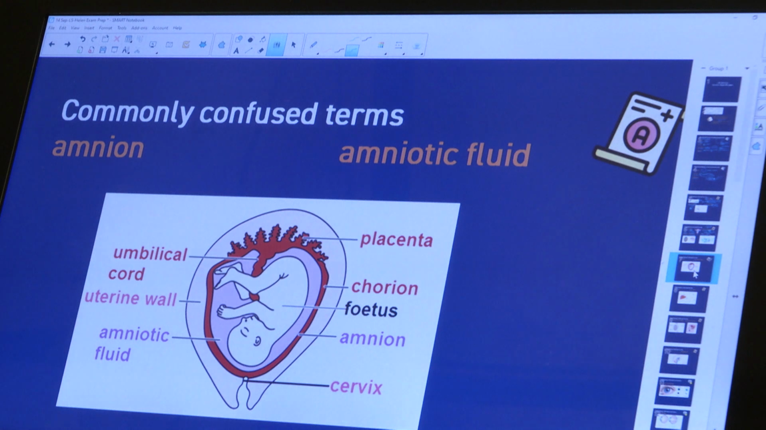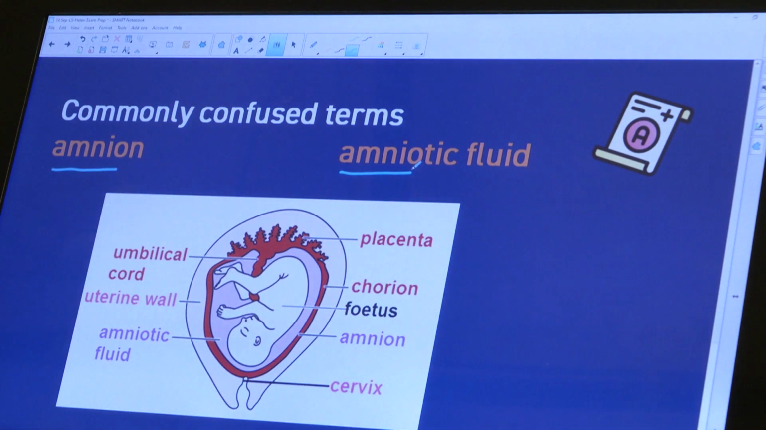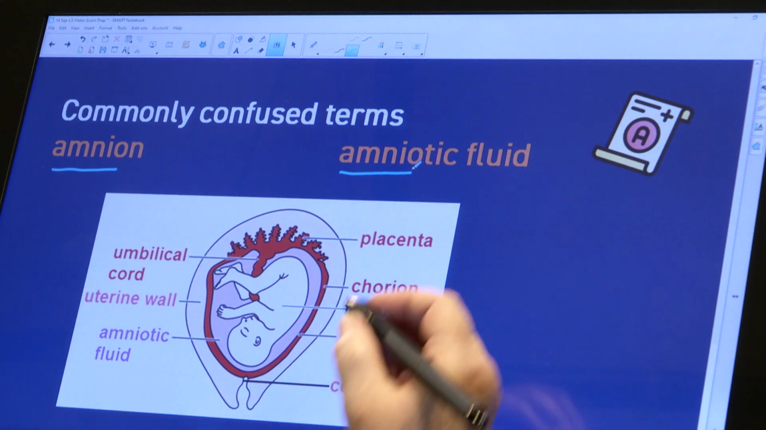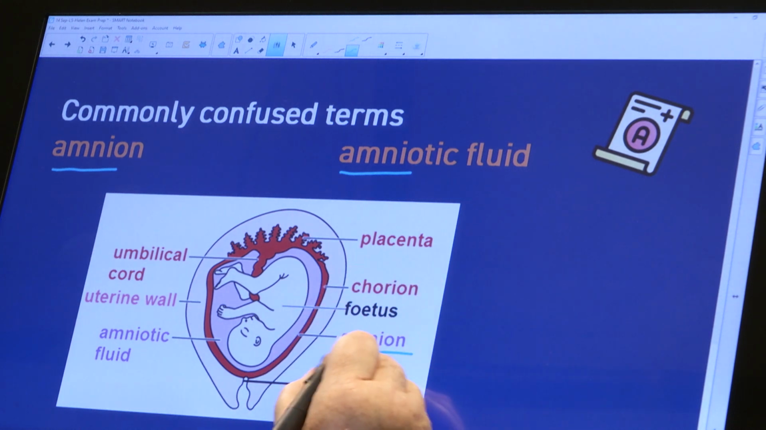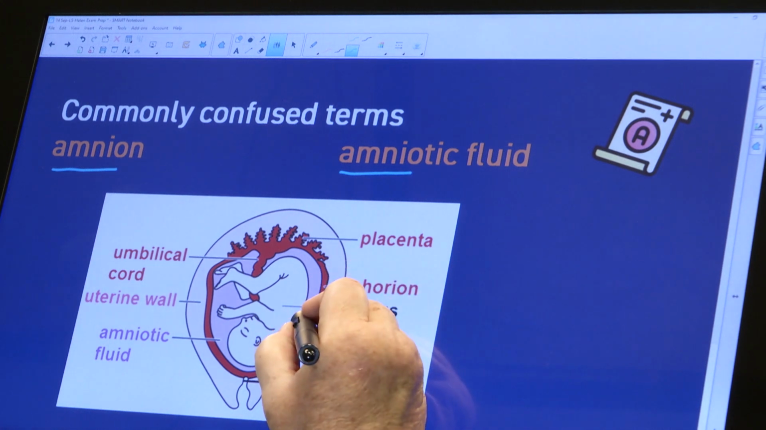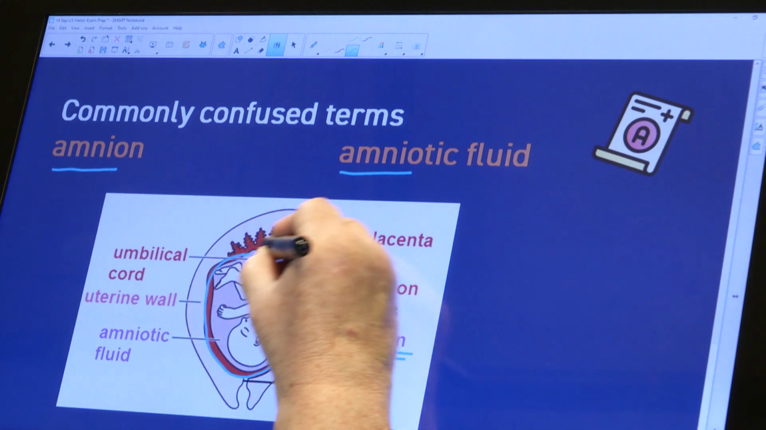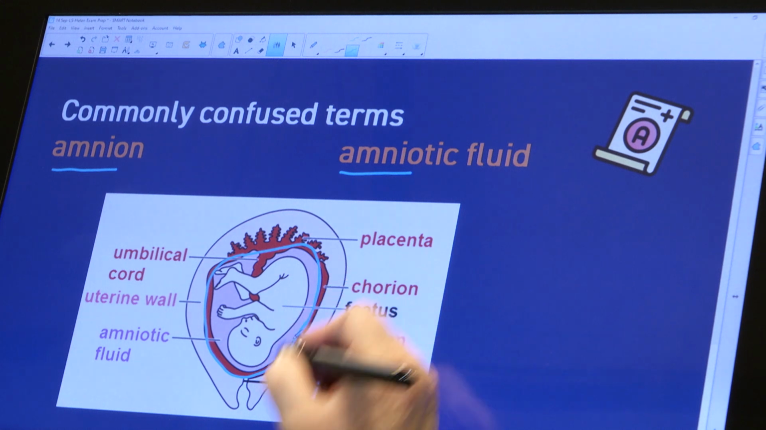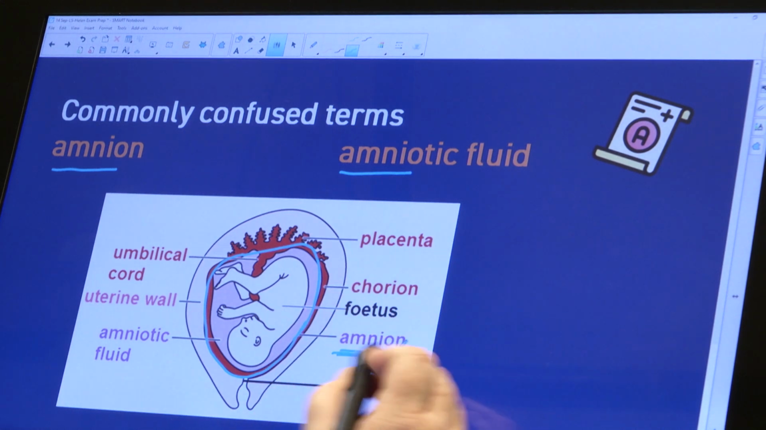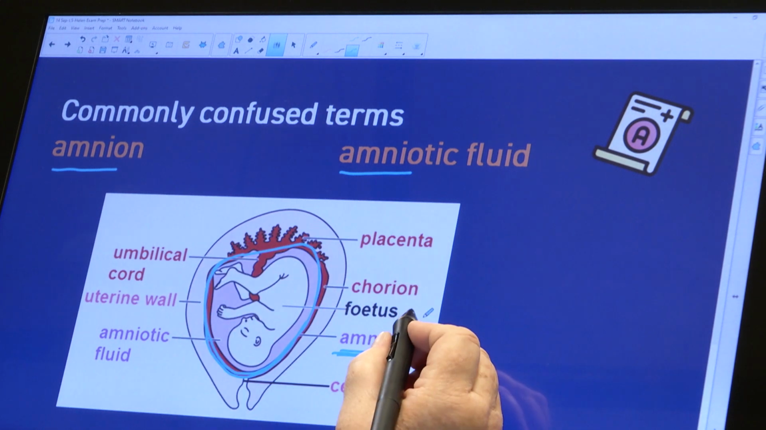How about this one? Amnion and amniotic fluid. Now we can see that they have the same root to the word, but the amnion, if we look at this picture of a fetus inside the uterus, the amnion is a membrane that goes all the way around the fetus. It is closest to the fetus.